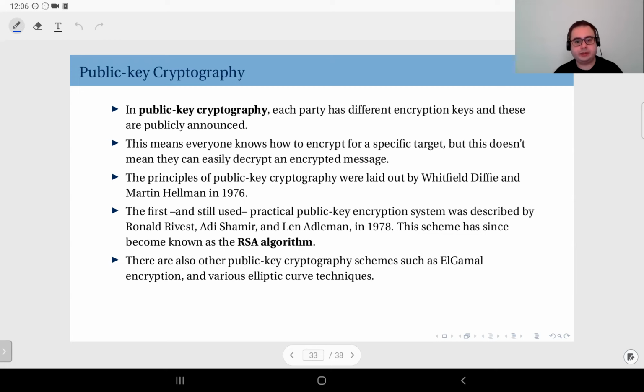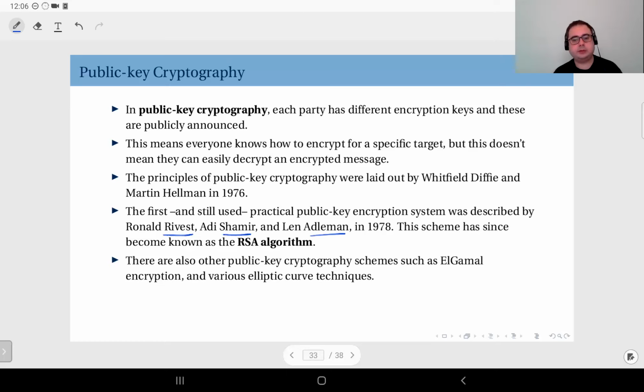Now, this idea dates back to the work of Diffie and Hellman. These are quite famous in cryptography. The first principles were laid out by them, but the first practical public key algorithm was laid out by Rivest, Shamir, and Adleman in 1978. Due to their names, we call this algorithm the RSA algorithm, and this is still one of the most widely used algorithms in cryptography.